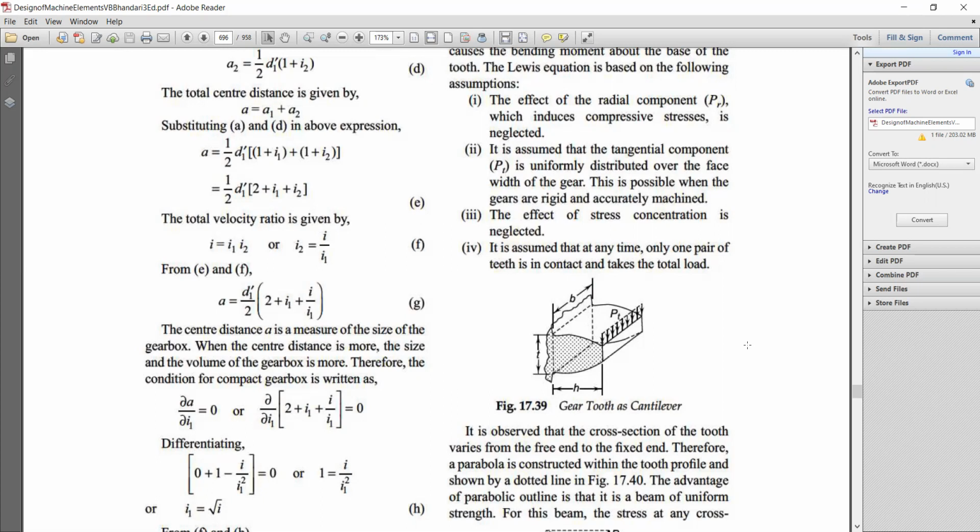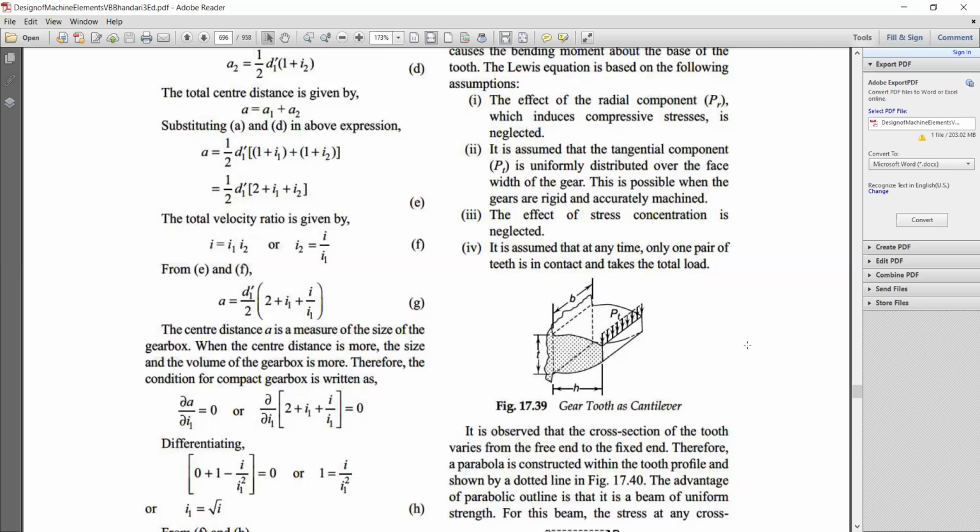Second, the effect of radial force is neglected. Third, the load is uniformly distributed across the full face width. Then the effect of stress concentration is neglected, and the frictional forces due to the tooth sliding are neglected.